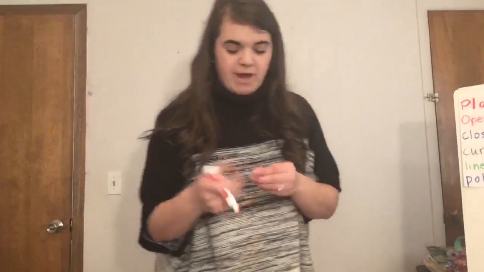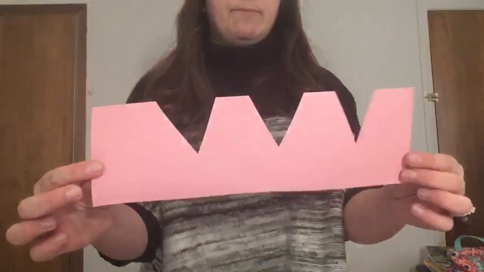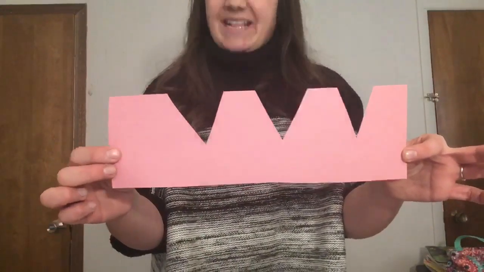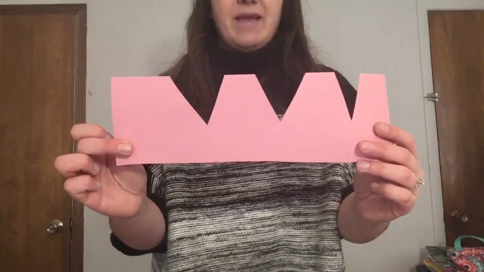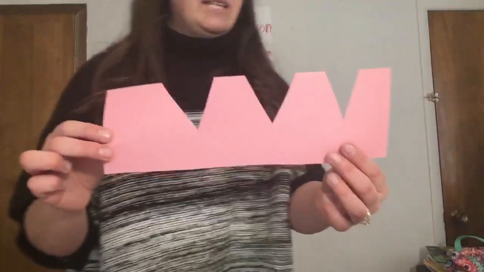I want to just quick refresh what we're doing. Polygon or not polygon? Okay, so I have this shape right here cut out on this pink paper. Okay, polygon or not polygon? Think about it. It's a polygon because it has straight lines, line segments. It meets at the ends, and it is a closed shape.